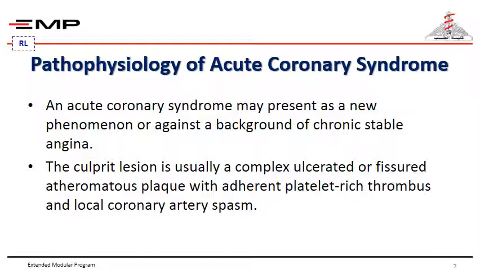Pathophysiology of acute coronary syndrome. An acute coronary syndrome may present as a new phenomenon or against a background of chronic stable angina. Professor Muhammad Ismail presented you with a detailed description of chronic stable angina. The culprit lesion is usually a complex ulcerated or fissured atheromatous plaque with adherent platelet-rich thrombus and local coronary artery spasm.